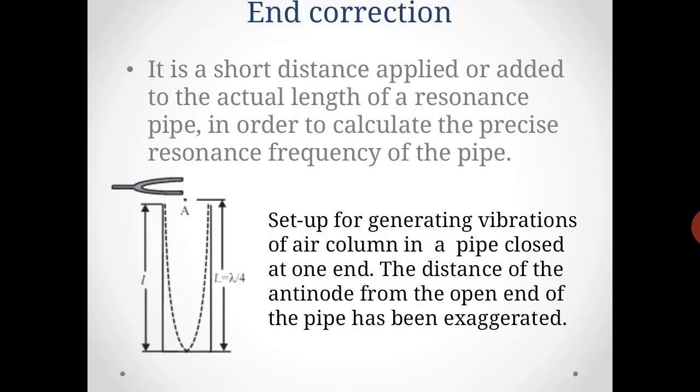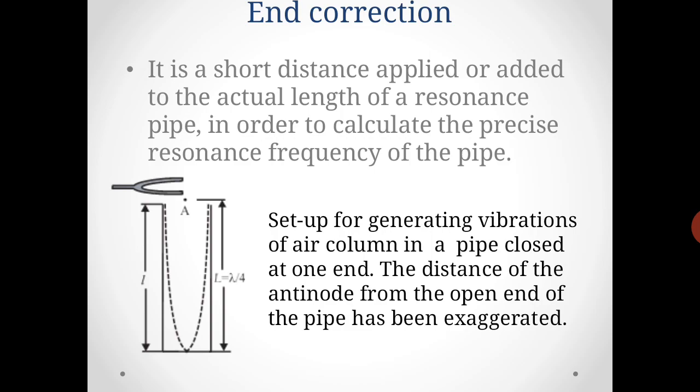Now, one point which is very important we need to study here is end correction. As you can see in this diagram, one pipe is there which is having one end open and one end closed. Now, the tuning fork is held in such a way that the vibrating tuning fork's sound wave enters the pipe and gets reflected back. Means there are two waves, the incident wave and the reflected wave. Just because of this, one standing wave or stationary wave gets formed.